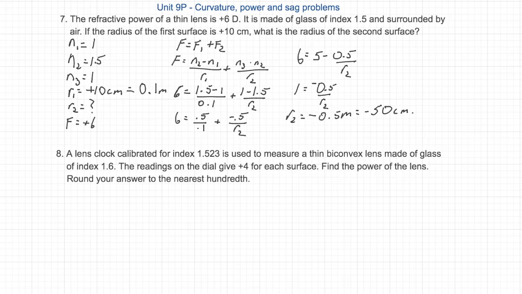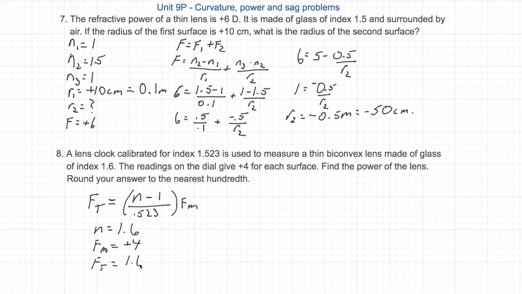Question 8, a lens clock calibrated for index 1.523 is used to measure a thin biconvex lens made of glass of index 1.6. The readings on the dial give +4 for each surface. Find the power of the lens and round your answer to the nearest hundredth. So the formula we're using is the true power equals n-1 over 0.523 times the measured power. We're given that n equals 1.6. And we're given the measured power equals +4.